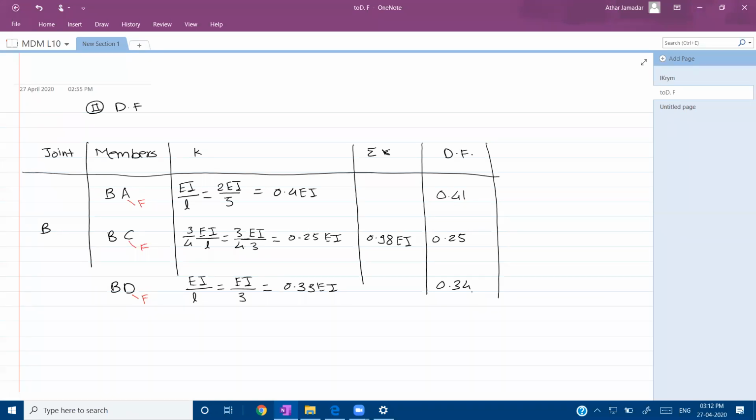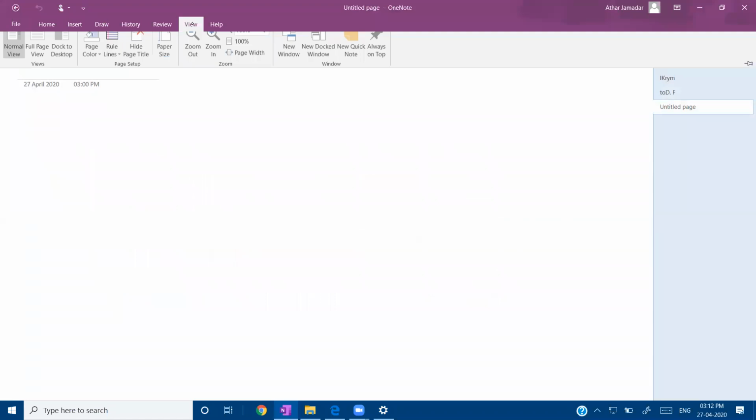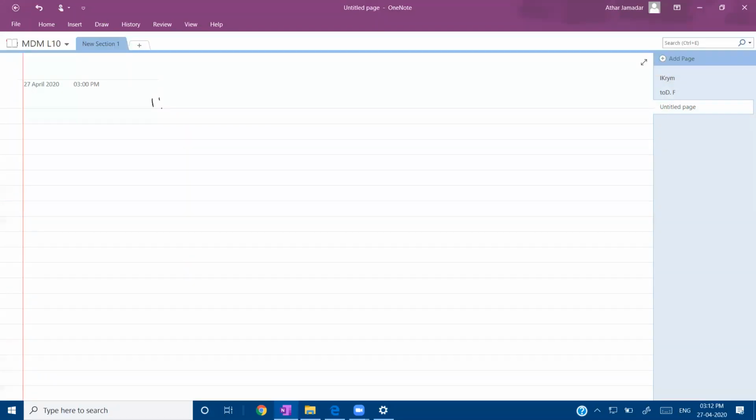That means summation of distribution factor at each joint should be equal to 1. So if you take all of this summation, it is equal to 1. So this check is okay here. Now next part, or third step in our MDM, is the carryover process or MDM table. We generally know this as a MDM table.